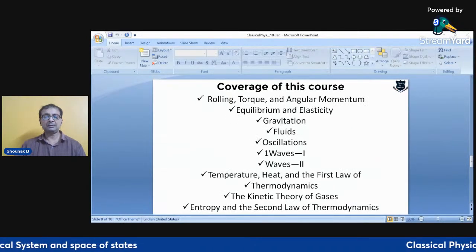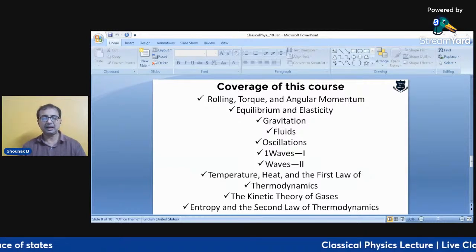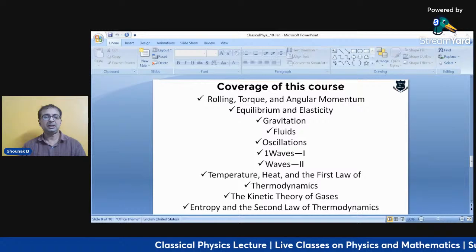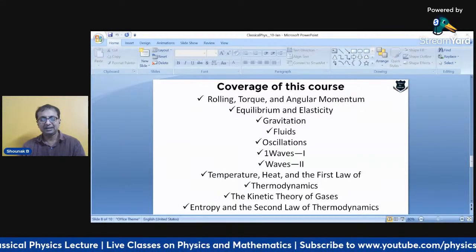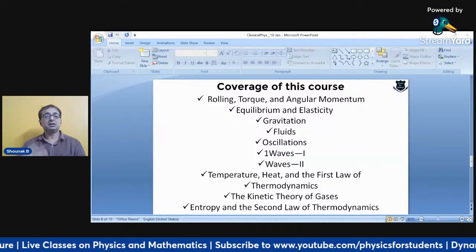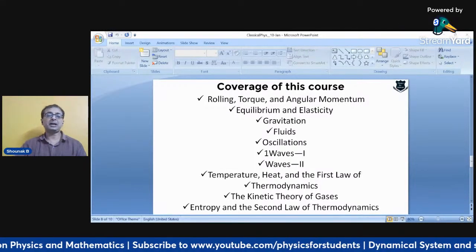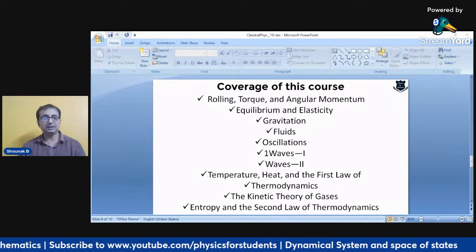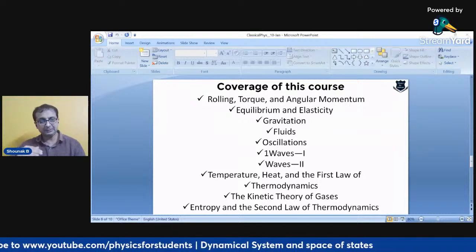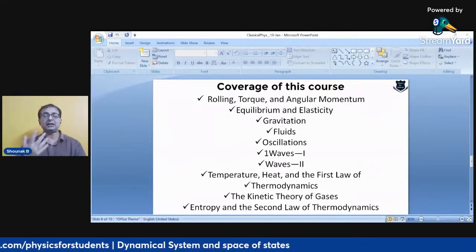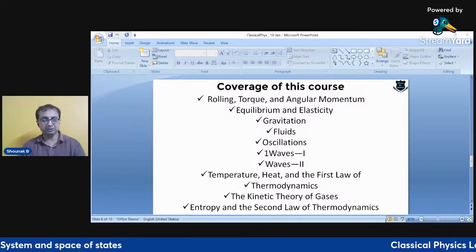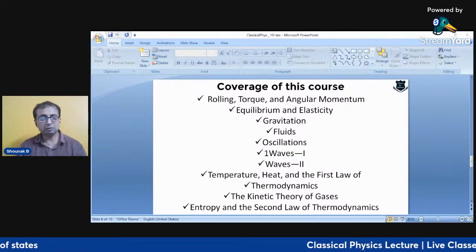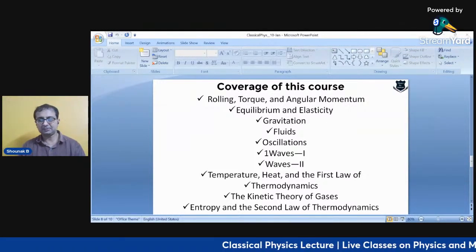Apart from that, I'm also going to cover rolling, torque and angular momentum, equilibrium, elasticity, gravitation. It is going to take a little bit more time. I'm also going to talk about fluids. I'm going to talk about oscillation, waves divided into 2 parts. Why? Because in this, I will be covering the fundamentals of waves so well that when we deal with waves in quantum physics, it becomes easier. I'm also going to cover a little bit of thermodynamics.